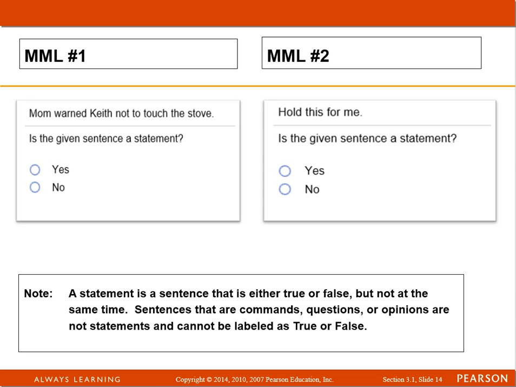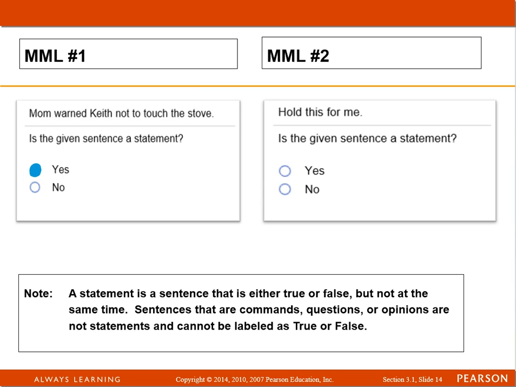So on number 1, it says, Mom warned Keith not to touch the stove. Okay, it's either true that she did that or it's false that she did that. It's one or the other. So is this given sentence a statement? Yes.